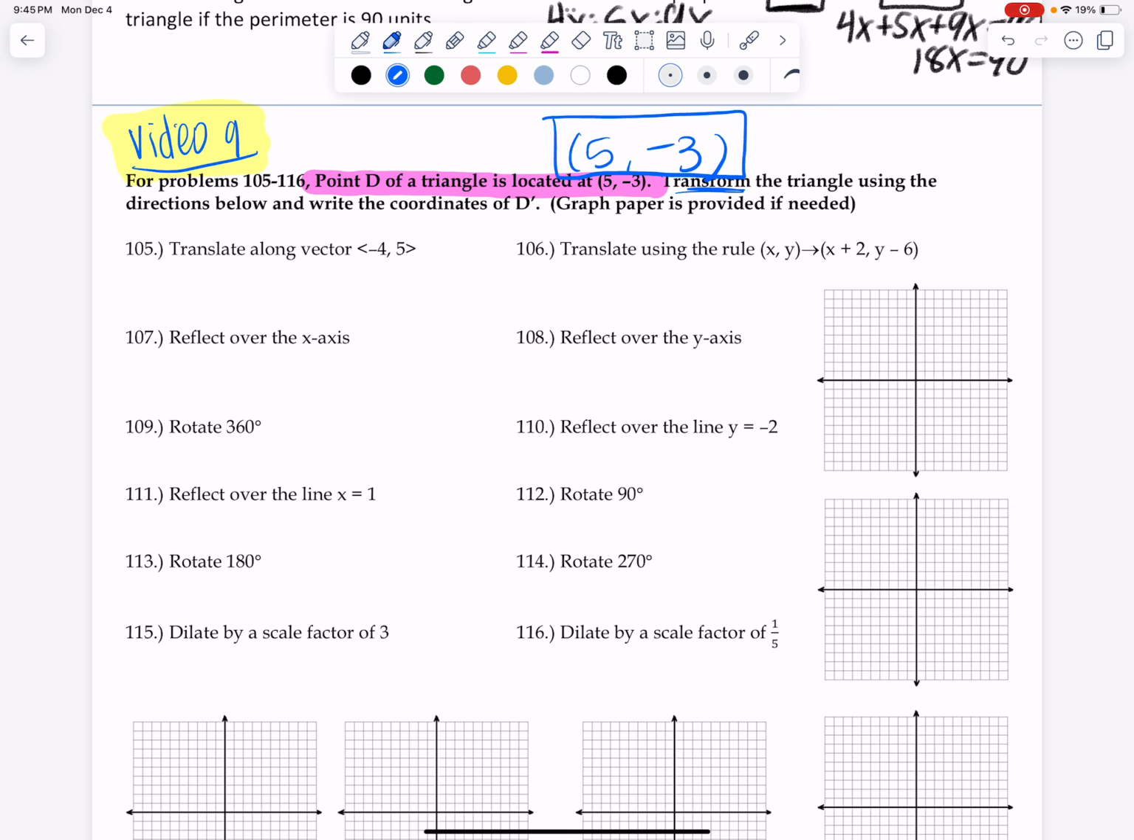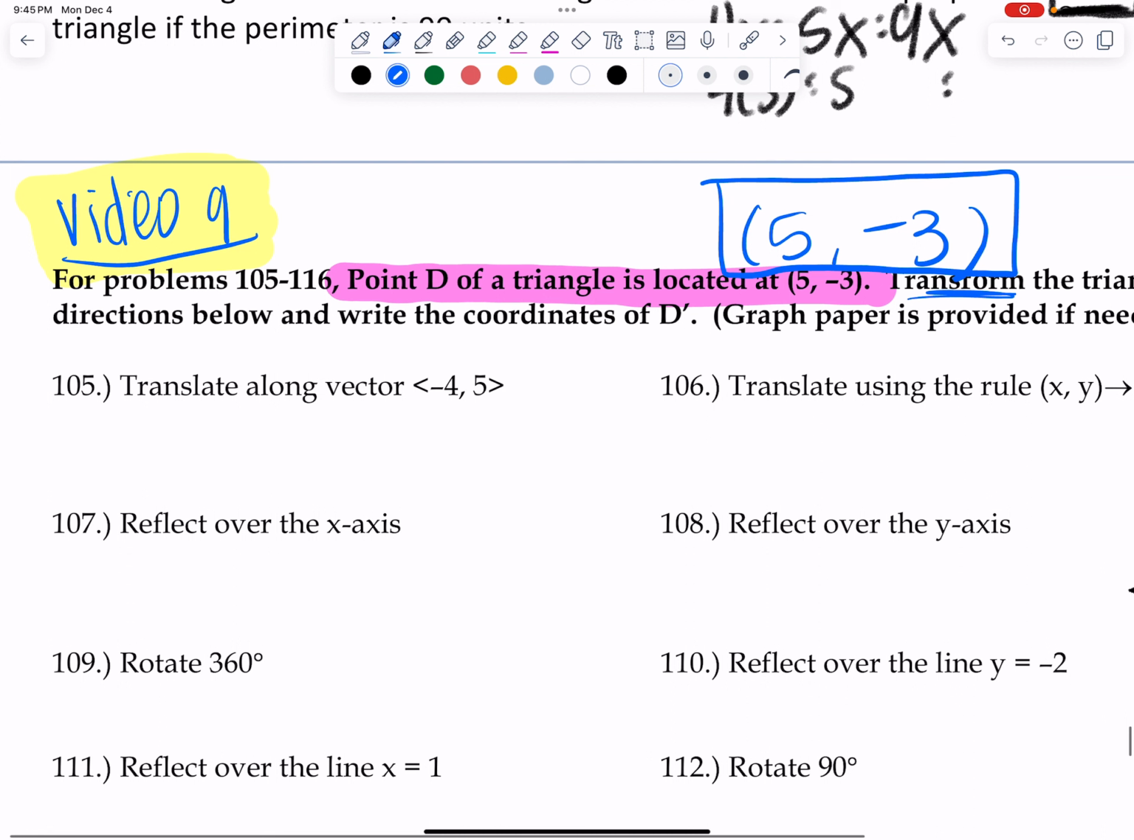So it says triangle, this is just a point on the triangle. And so we want to write the coordinates of D prime if each of these individual things was happening to it. So what would happen to this point, point D, if you translated it along this vector? Well, remember that the vector tells you a horizontal change and a vertical change. So it tells you, hey, we're going to decrease the x value by 4. We're going to move it to the left 4, but we're going to increase the y value by 5.